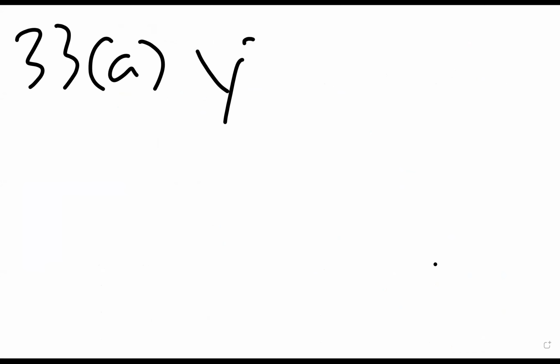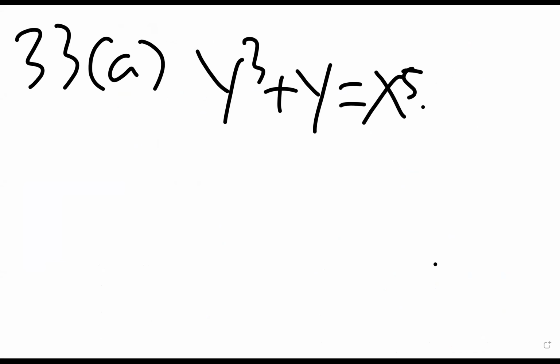All right, so we are given number 33. We are given an equation y cubed plus y equals x to the power of 5 minus 4. The question is to find dy/dx and the second derivative, d2y/dx2. In this case, we use implicit differentiation.